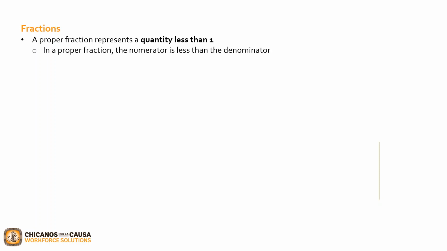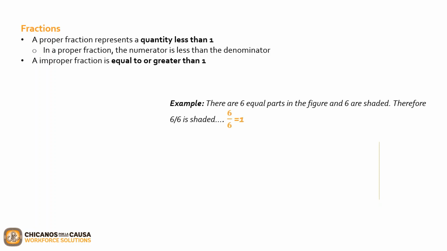Okay, so now a little bit more about fractions. A proper fraction represents a quantity less than 1. In a proper fraction, the numerator is less than the denominator. However, an improper fraction is equal to or greater than 1. That means that the numerator will actually be greater than the denominator.